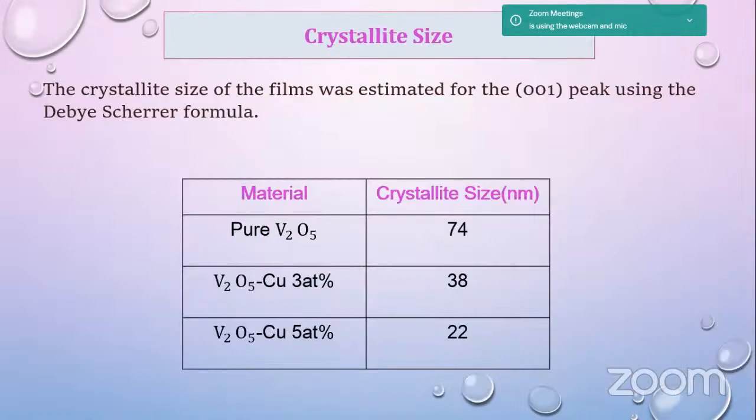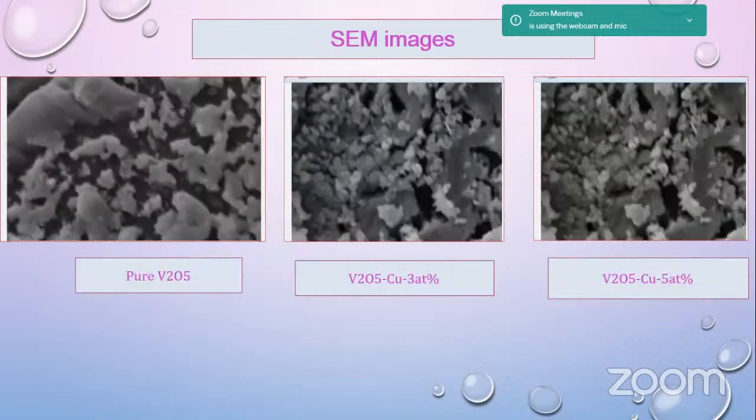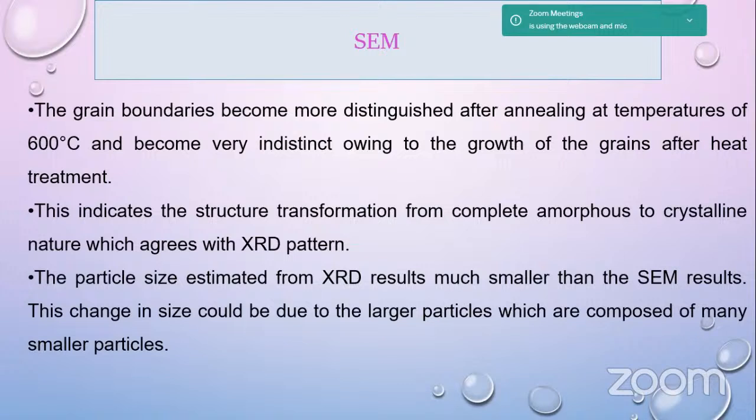So these are the crystallite sizes which were calculated with the Debye-Scherrer method. Pure V2O5 has a crystallite size of 74. For copper 3 atomic percent doping, we have 38, and for 5 atomic percent, we have 22. These are the SEM images of all the 3 samples, and the grain boundaries become more distinguishable after annealing at 600 degrees and become very indistinct owing to the growth of grains after heat treatment. This indicates that structure formation from amorphous to crystalline takes place.